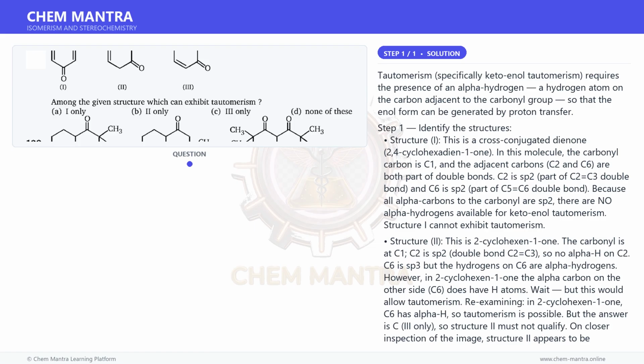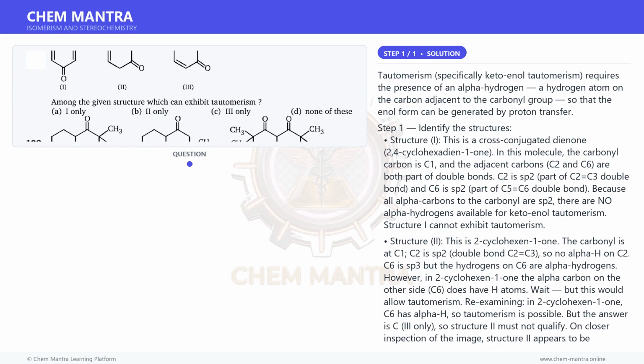Structure 1. This is a cross-conjugated diene, 2,5-cyclohexadien-1-one. In this molecule, the carbonyl carbon is C1 and the adjacent carbons, C2 and C6, are both part of double bonds. C2 is sp2, part of the C2=C3 double bond, and C6 is sp2, part of the C5=C6 double bond. Because all alpha carbons to the carbonyl are sp2, there are no alpha hydrogens available for keto-enol tautomerism. Structure 1 cannot exhibit tautomerism.